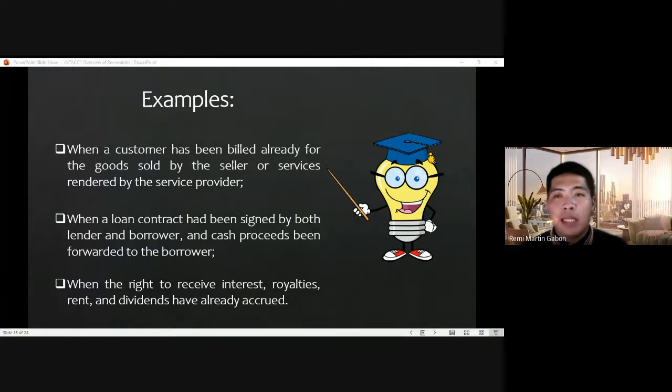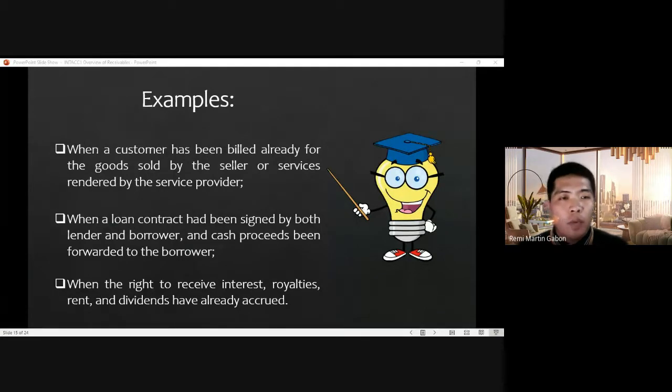when a customer has been billed already for the goods sold by the seller or services rendered by the service provider. If you are availing the goods or the services rendered by the service provider and you have no cash at the moment, you will be provided with the billings. Then later on, you will pay the amount of the billing. Another is when a loan contract has been signed by both lender and borrower and cash proceeds have been forwarded to the borrower. So for example, if we are borrowing funds from the bank, the lender has the receivable and you as the borrower will have the payable to the bank.